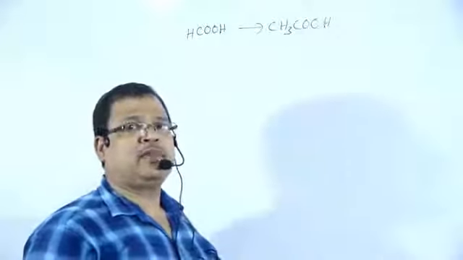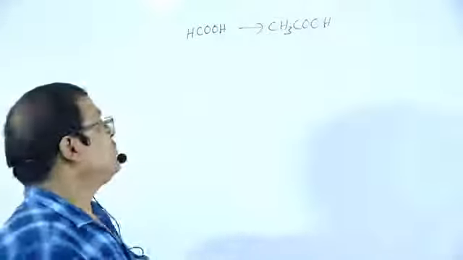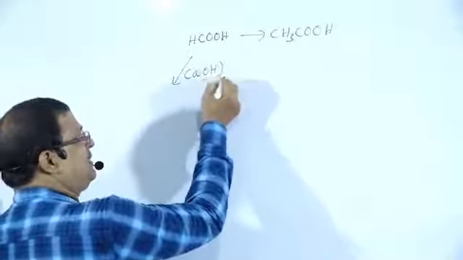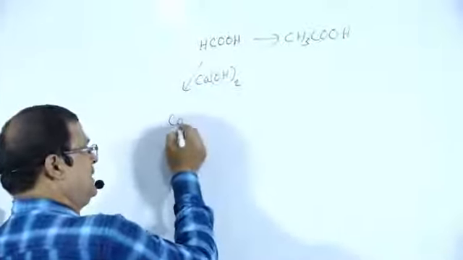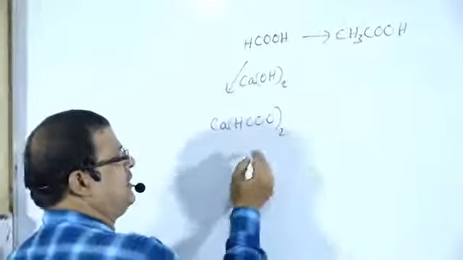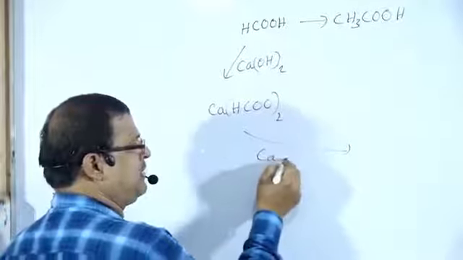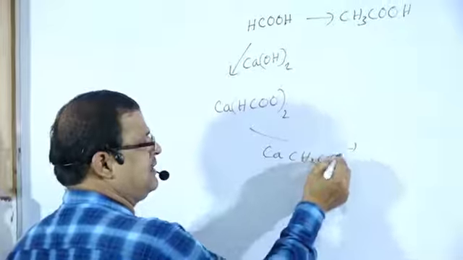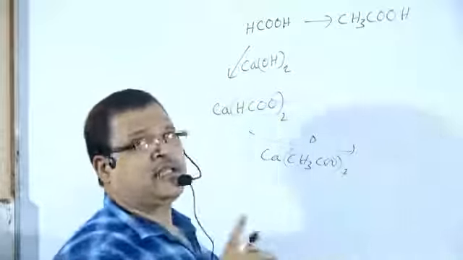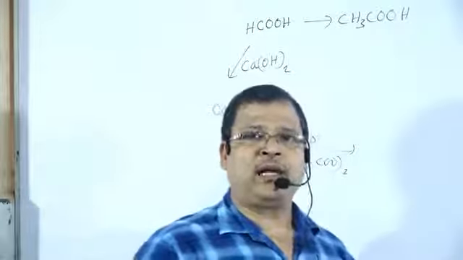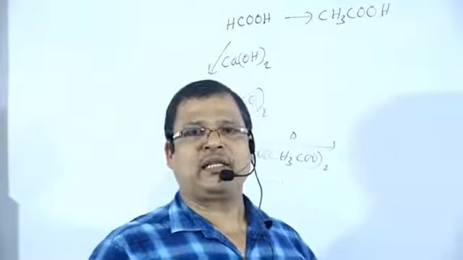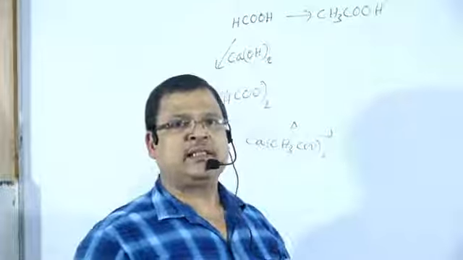In this case, the number of carbon atoms is increased. So formic acid treated with calcium hydroxide, that is a base, gives the formation of Ca(HCOO)2, calcium formate. Calcium formate is then treated with calcium acetate, that is heated, dry distillation. We know calcium formate is heated to form formaldehyde. Calcium acetate is heated to form acetone. Calcium formate heated with calcium acetate gives the formation of acetaldehyde.